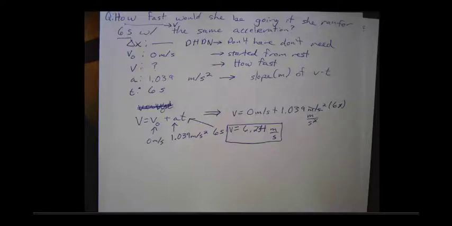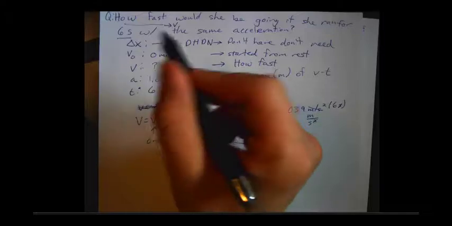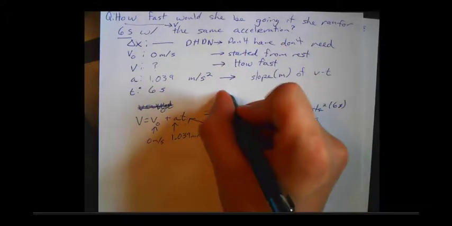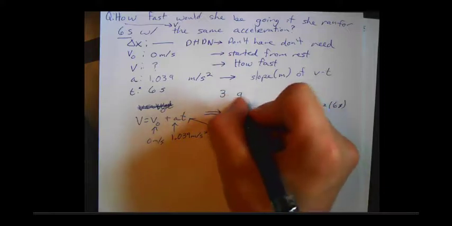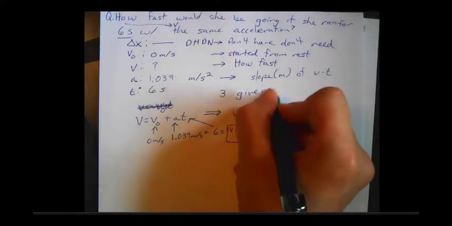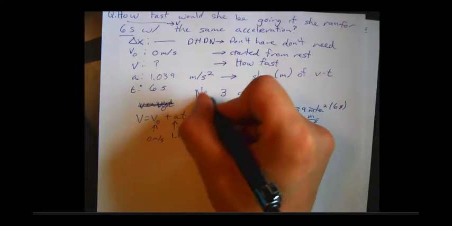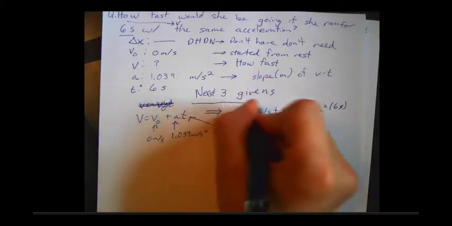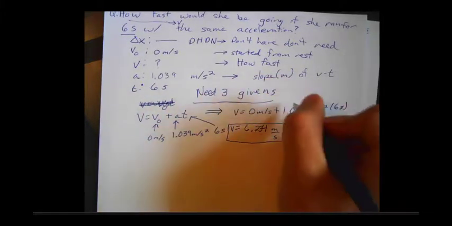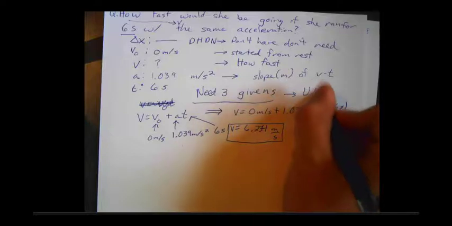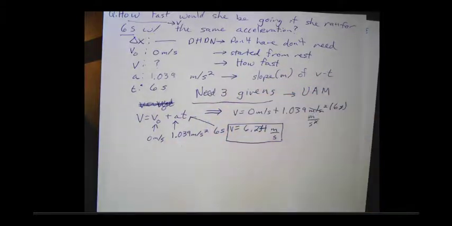And I also want you to note, we can solve any of these problems, even though there are 5 variables we're working with. We only need 3 givens. We need 3. I want you to remember there are 3 letters in UAM, and we need 3 givens in order to solve a problem with it. But that's it. We only need 3, and then we pick the equation and we solve.